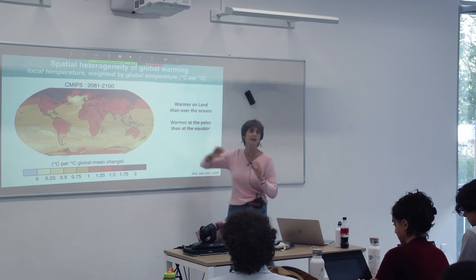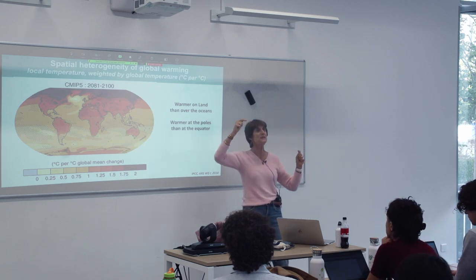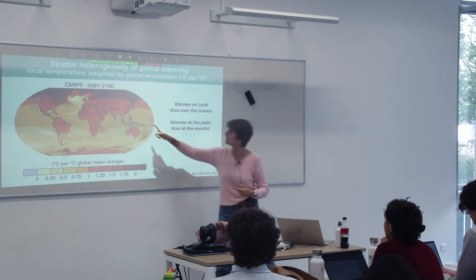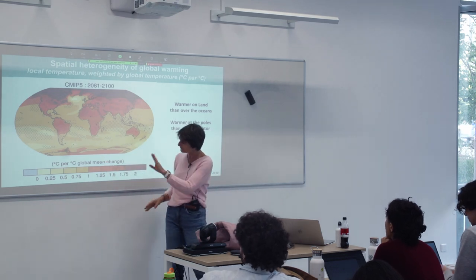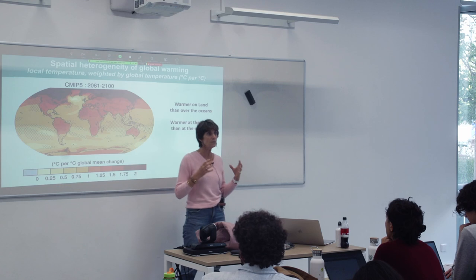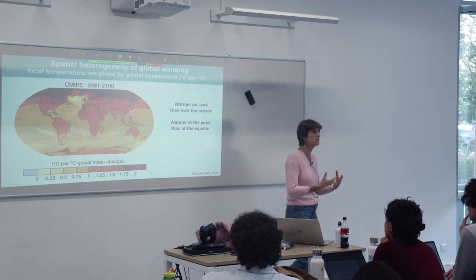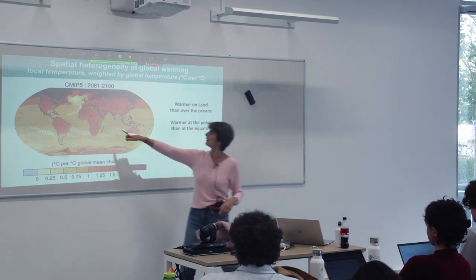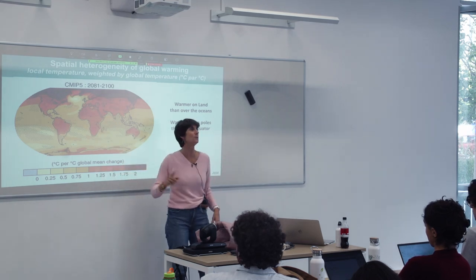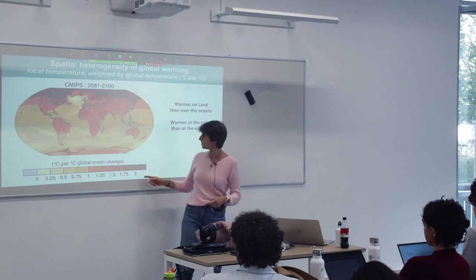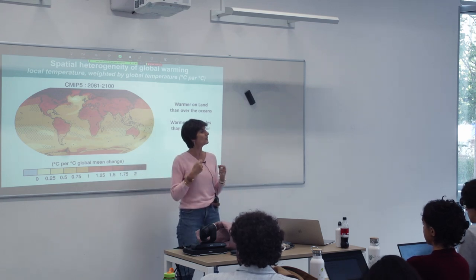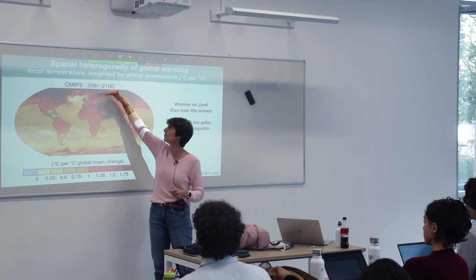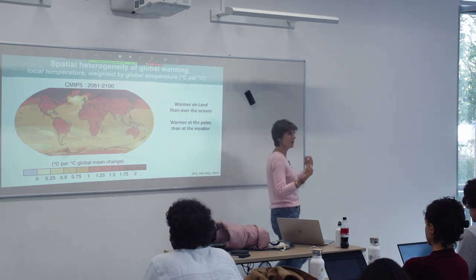And what you see here is how this 1.1 degree C global warming manifests itself at different places on the planet. The oceans are on the left-hand side of the color scale, so they are colder than the global land. In fact, the oceans do warm, but at a slower pace than the globe. The land is always above one. So when the globe warms by 1 degree, parts of the land can warm by 2 degrees. The land warms faster than the globe. And if you look from the equator to the pole, the poles are warming much faster than the equator.